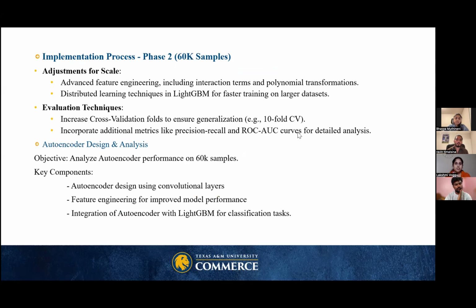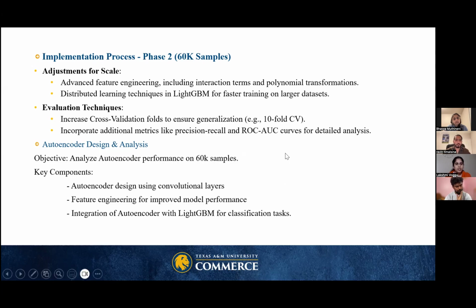And coming to phase 2, we'll be considering 60K samples, and the adjustment for scale is advanced feature engineering, including interaction terms and polynomial transformations, and distributed learning techniques in LightGBM for faster training on larger data sets. For evaluation, we increase the cross-validation folds, which is meant to ensure generalization, and incorporate additional metrics like precision, recall, and ROC AUC curves, mainly for detailed analysis.